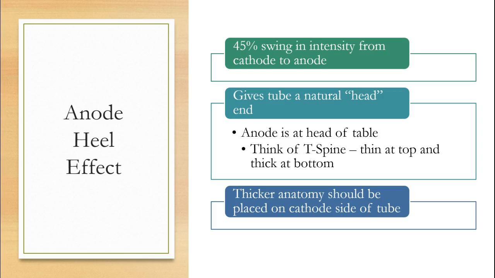So the anode is at the head of the table. Think of a T-spine. The thin part is up top and the thick part is at the bottom. So the thicker anatomy should be placed on the cathode side of the tube. If you're shooting a foot, the cathode should be towards the ankle side, not towards the toes.